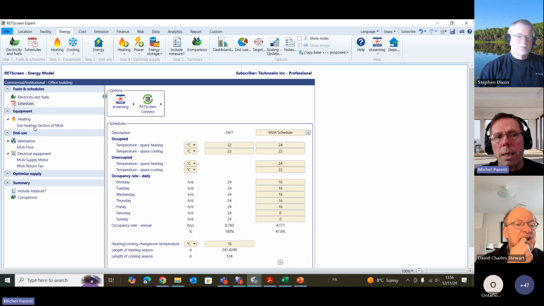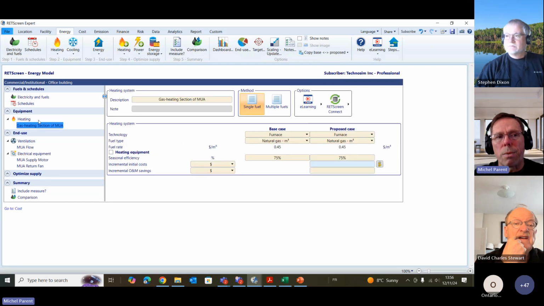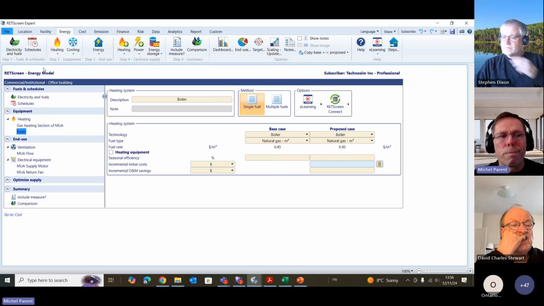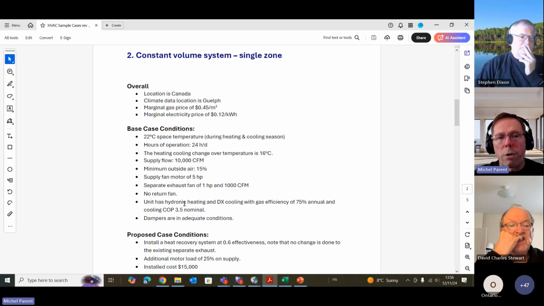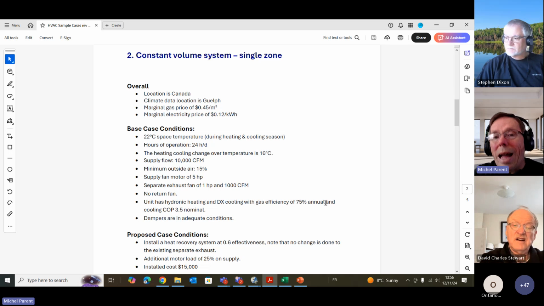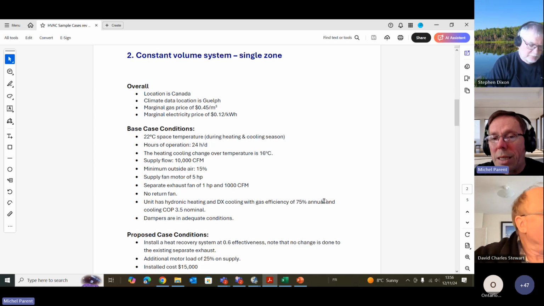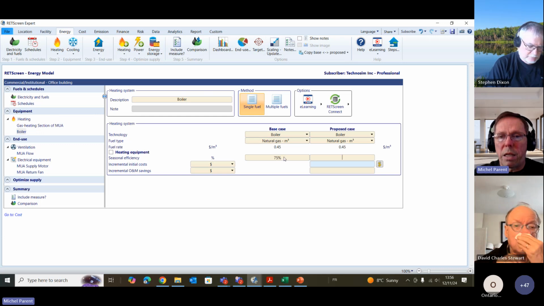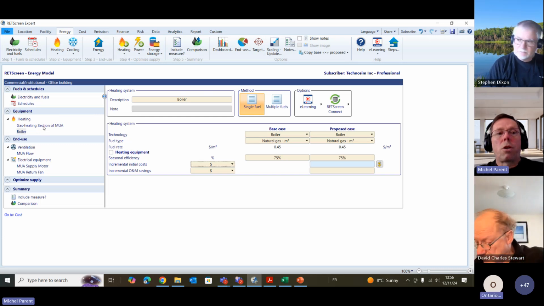And we have our gas heating section here. We could just redefine it, but it's up to you. I would actually define a boiler, just to be by the book, and because we've got hydronic heating, and our boiler has a 75% annual efficiency. They actually tell us. So I'm going to call that boiler. I'm going to put 75%.